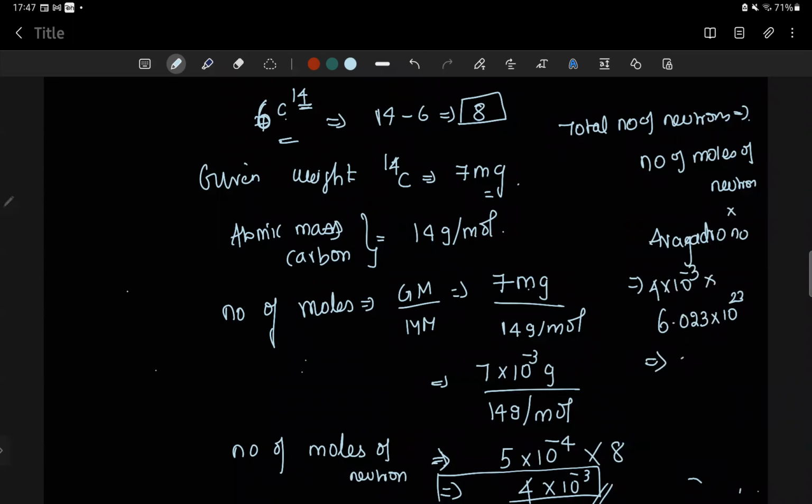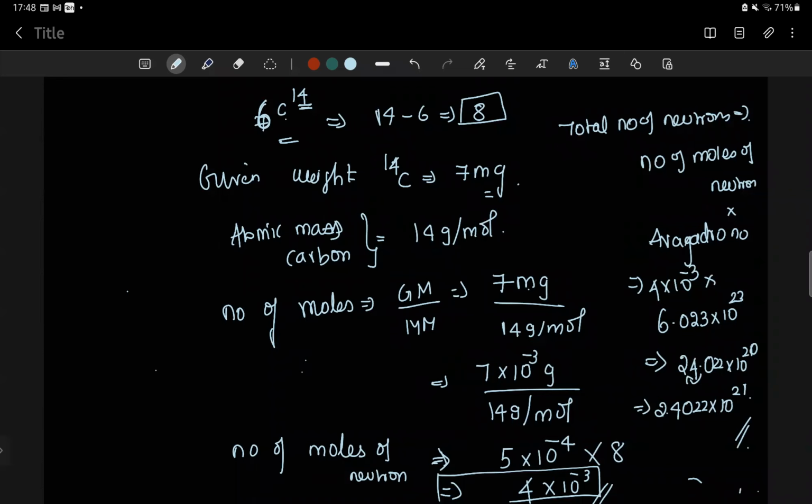That is 24.022 into 10 to the power 20. On rounding it, 2.4022 into 10 to the power 21. So this is the total number of neutrons in 7 milligram of carbon 14. Okay.